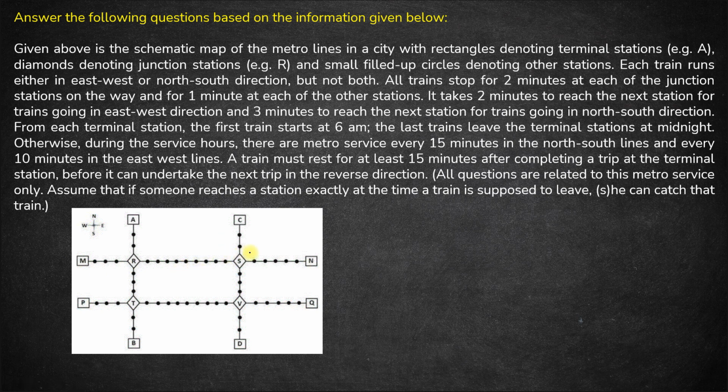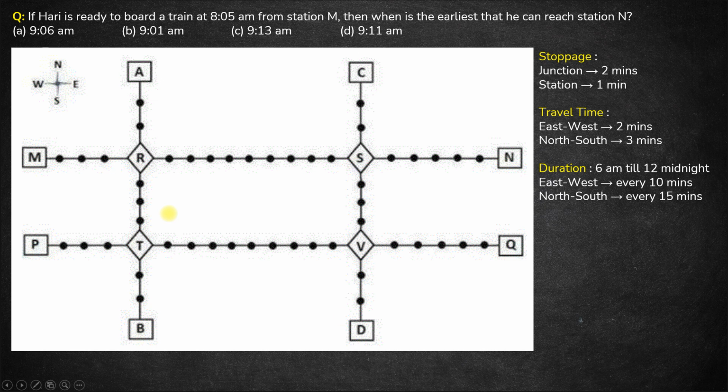So let's say a train is going to start from C at 6 AM and a person reaches C at 6 a.m. So this person can catch this train. That's what is given in the last point. Okay? Chalo. So here we have to solve all the 5 questions separately. So let's start with the questions one by one.